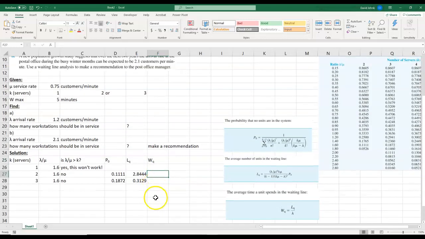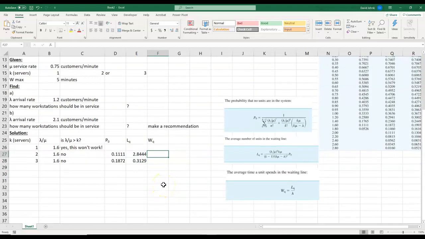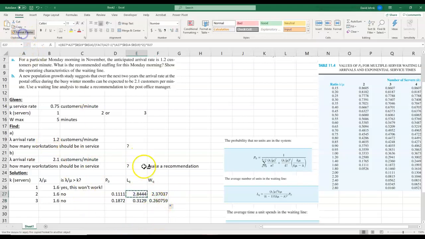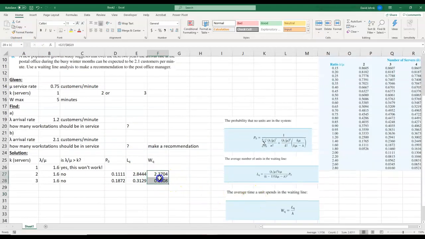All right, so let's say, so that's going to be L sub Q divided by lambda. So that's an easy calculation. It's just going to be equal to this divided by lambda, but we want to make sure we F4 the lambda again, because when I copy it down, I want to make sure it's still pointing at that lambda, right? And let's go ahead and format those to 4 places also. So this is the average time. Remember now, what is the units on this? Well, we used minutes here, so these are going to be minutes, right?